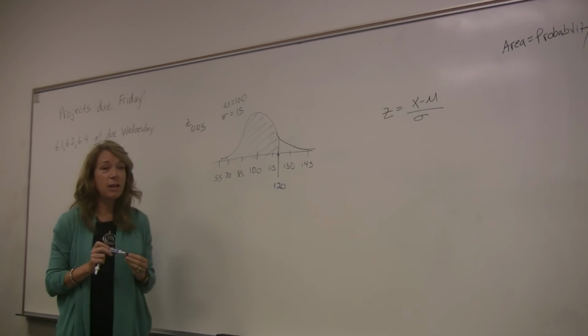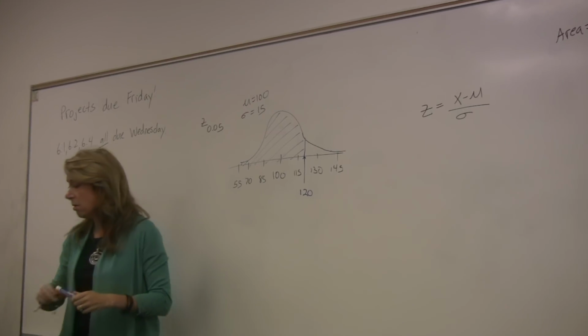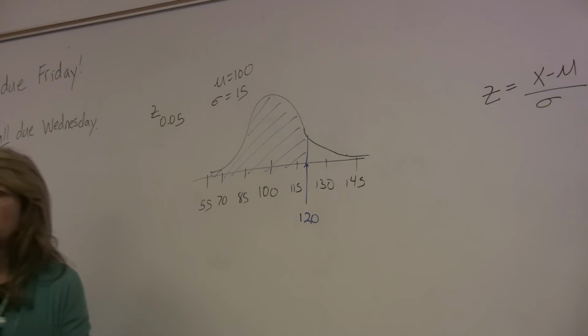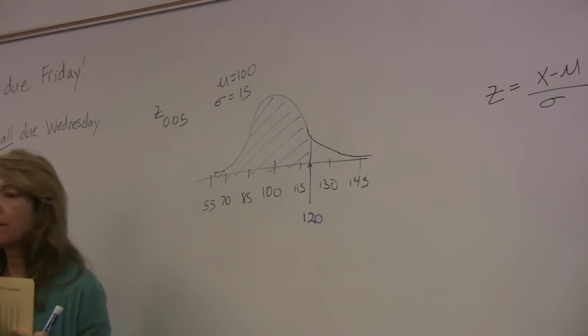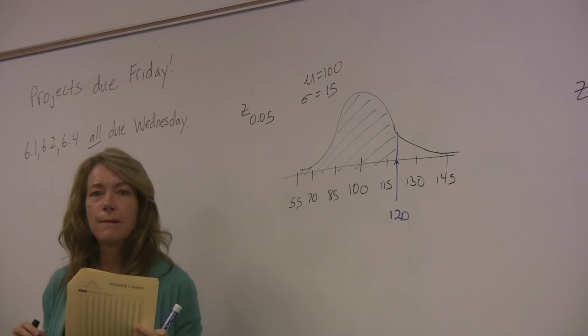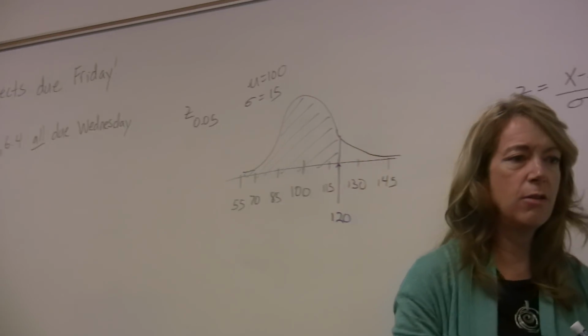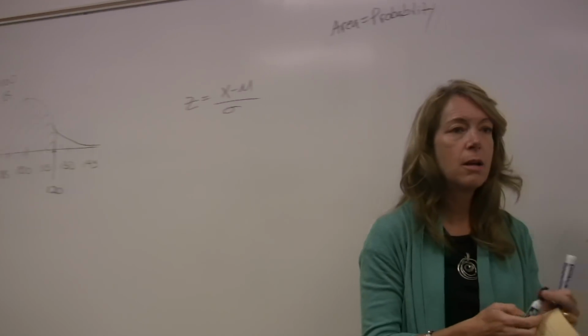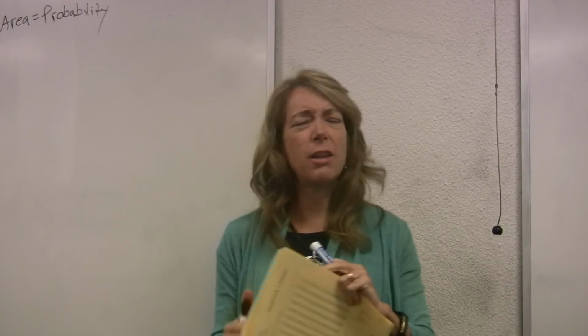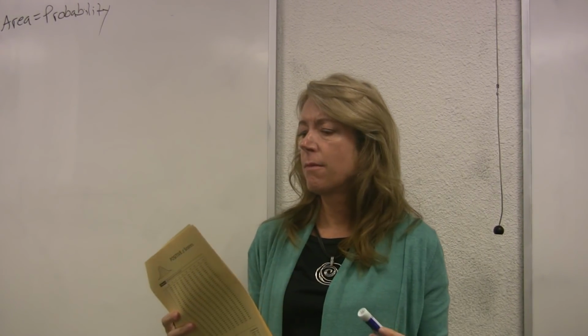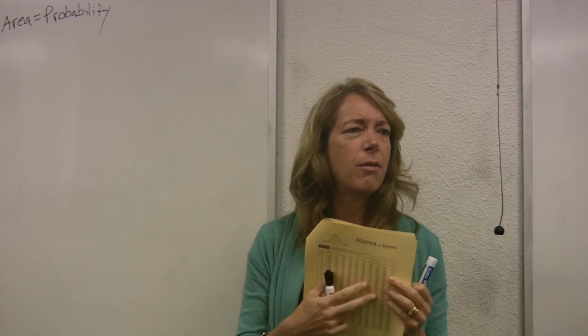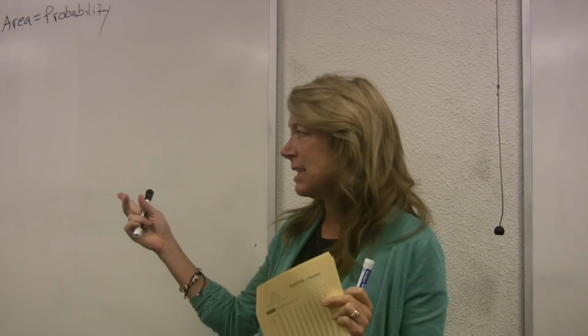Problem is, I can't look up 120 on my table. Why not? I couldn't hear what you said. Was that you, Kirsty? On the table, why can't we look up 120? What do we look up on the table? Z-scores. That's not a Z-score.